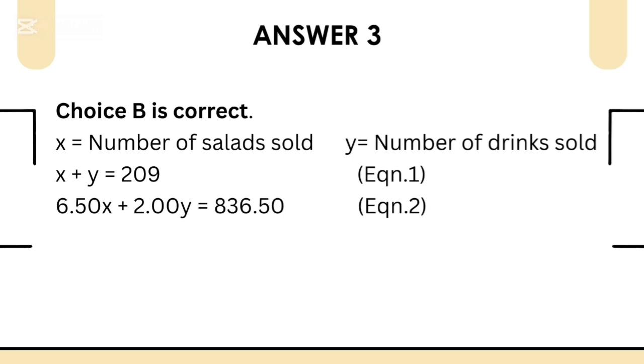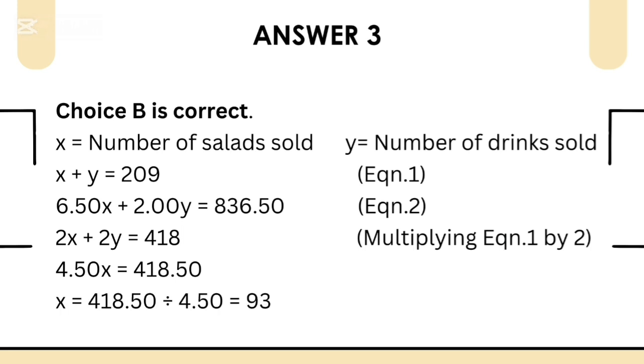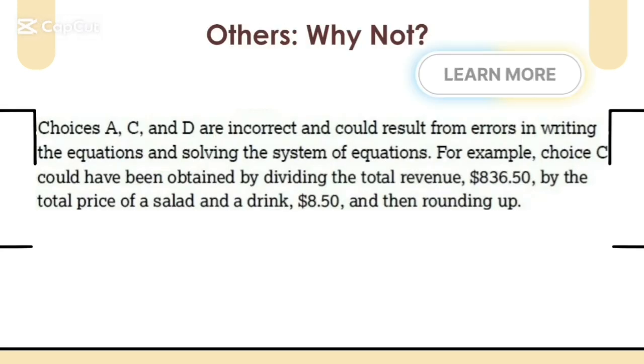The total revenue from selling x salads and y drinks was $836.50. The equation 6.50x plus 2y equals 836.50 must also hold. Now to solve, multiply equation 1 by 2, which gives 2x plus 2y equals 418. Subtract this from equation 2, which gives 4.50x equals 418.50. Therefore, the number of salads sold, x, equals 93. You can review this slide in more detail if you'd like.